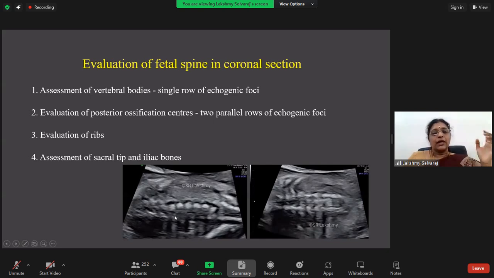In the coronal, the first section will be the single row of echogenic foci. This is the section through the vertebral body. This is the section through the pedicles, where you see two parallel rows of echogenic foci. If you have a bony spur, it will be evident here. Then evaluation of the ribs on the coronal sweep, and assessment of the sacral tip in relation to the iliac bones. So, the four points.